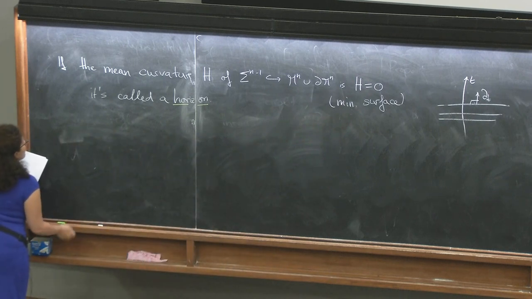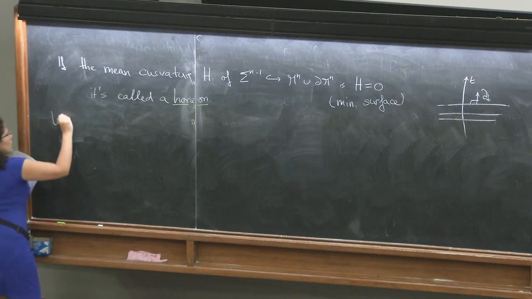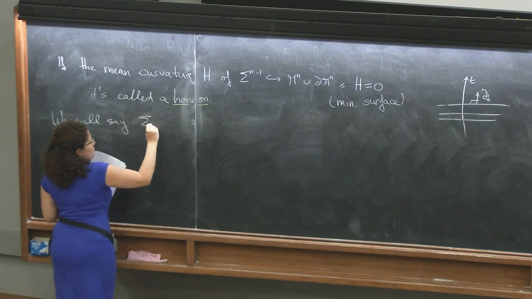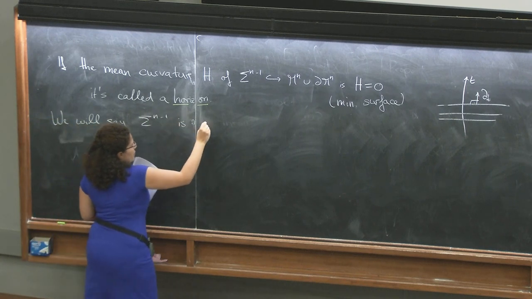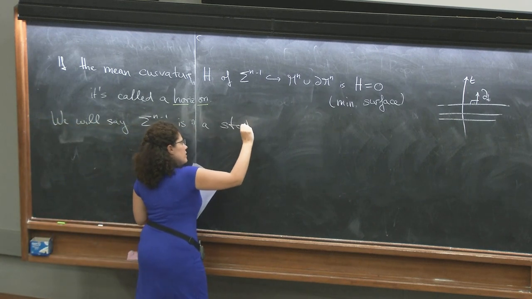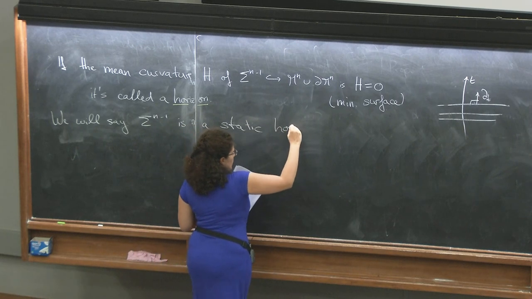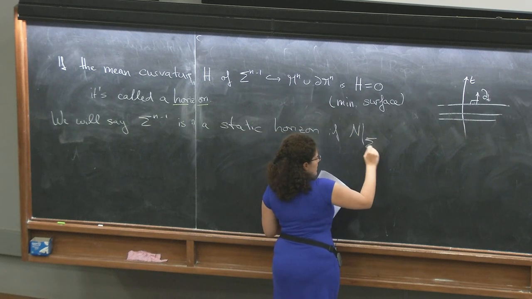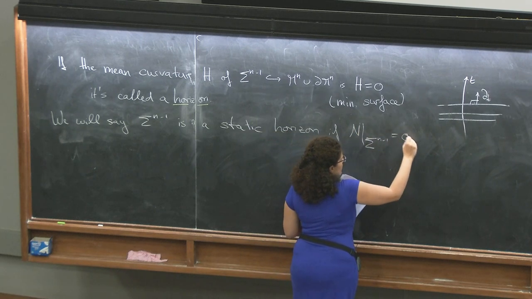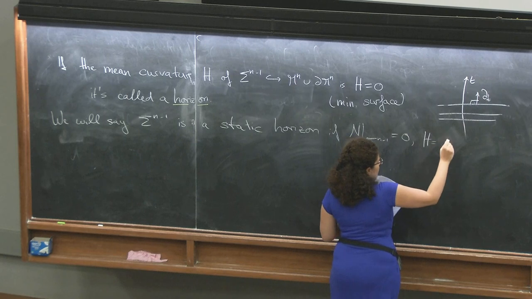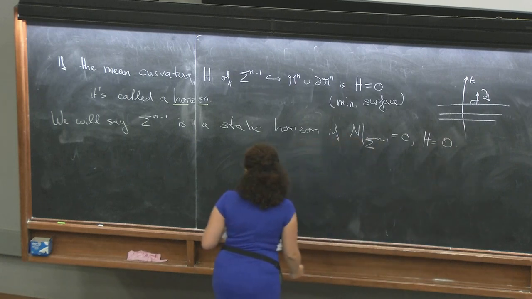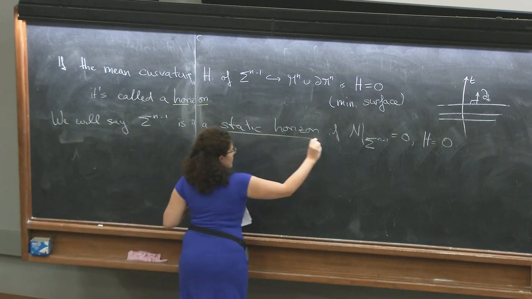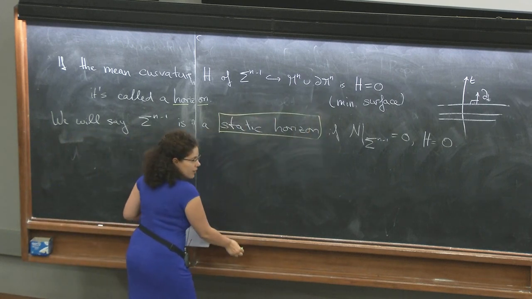And we will say Sigma^(n-1) is a static horizon if N extended to Sigma^(n-1) is 0, and H is 0. So both conditions hold true. Then we will call it a static horizon.